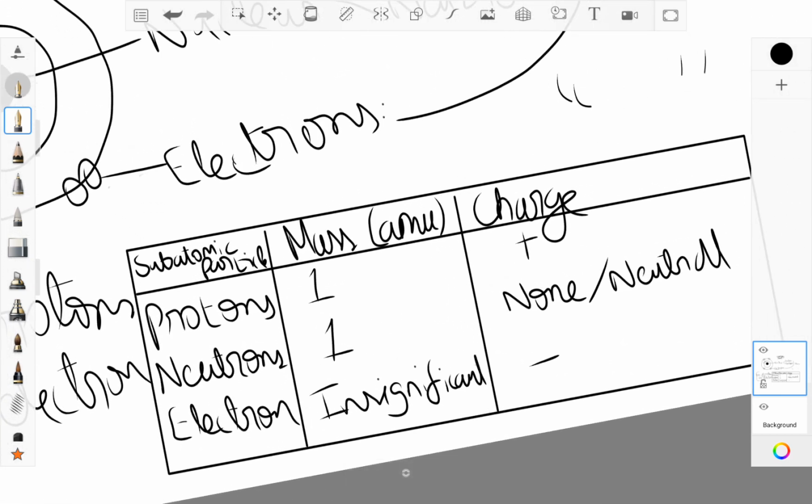But electrons contribute a charge, but they don't contribute mass. So the mass of an atom is derived from protons and neutrons. Another thing, NB, this is important. You don't measure the mass of subatomic particles in grams or kilograms. Rather, you're using atomic mass units, AMU, which I've written here.